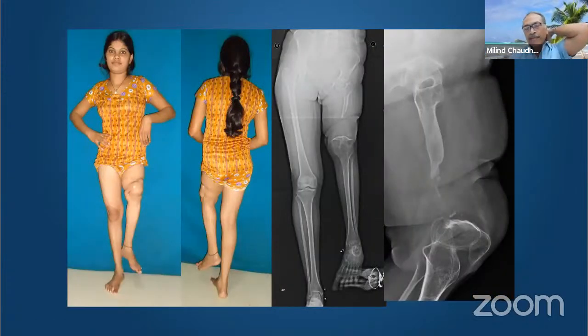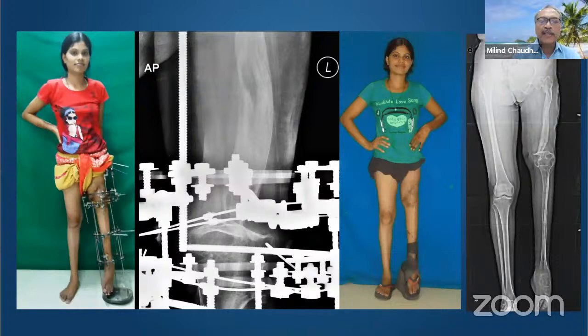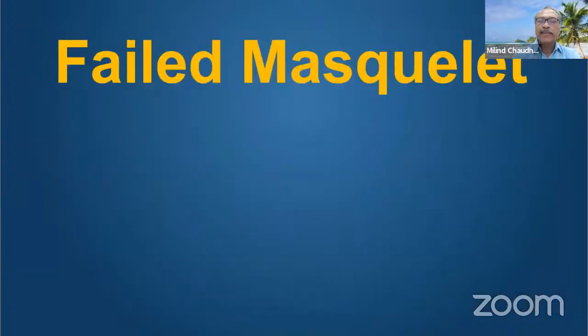Again, some more examples of burnt out infection and gaps. So however small the fragment, you can lengthen. So this is a hash fixation. This is how we fix it. And even with tiny fragments, we can transport it and get it to unite, lengthen the tibia as well to give her 23 centimeters.